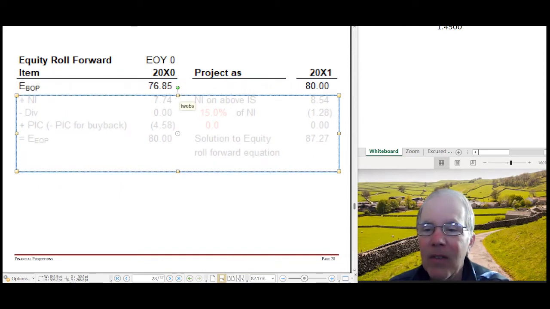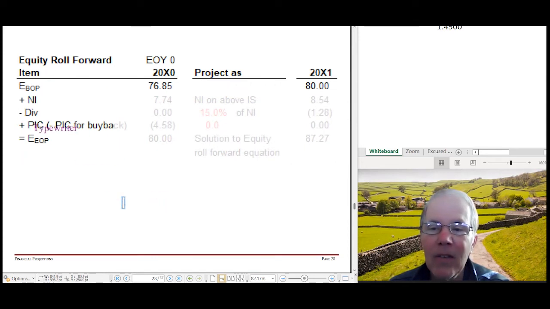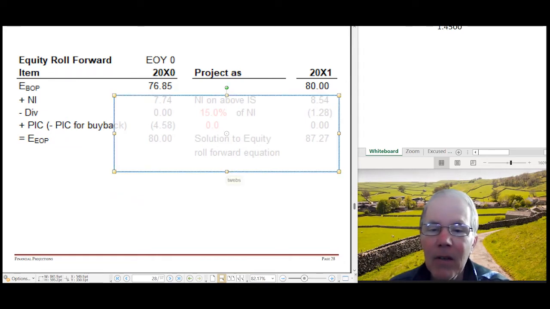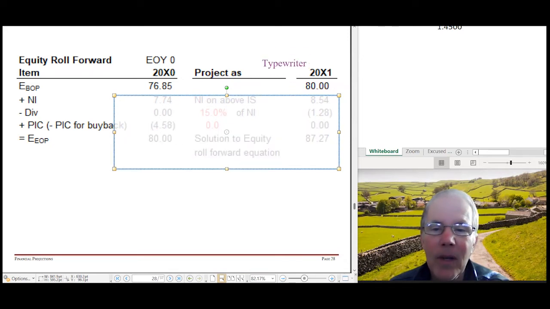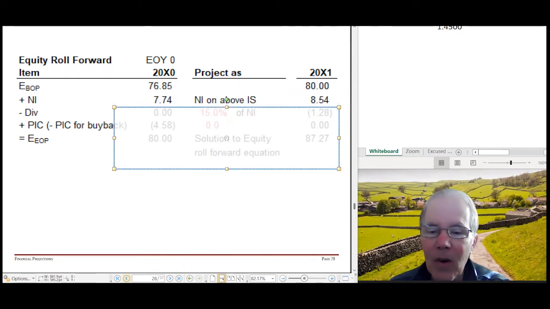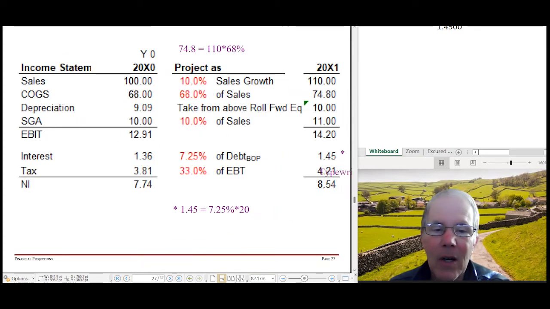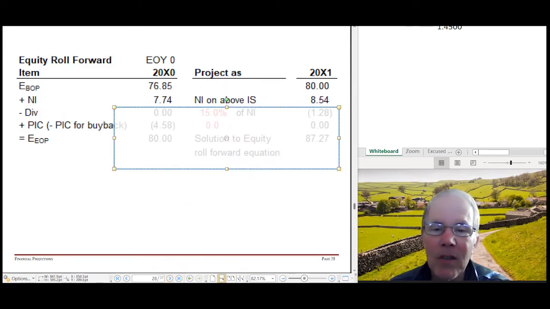So that tells us that equity beginning of period plus net income minus dividends plus paid in capital equals equity end of period. Okay, so the equity end of period here, in this year, 20x0, was 80. So that's going to be the beginning, the start point for the next year. All right, and we've got here net income. We just saw on this income statement projection, the net income projected for the next year is 8.54. So we just take that.